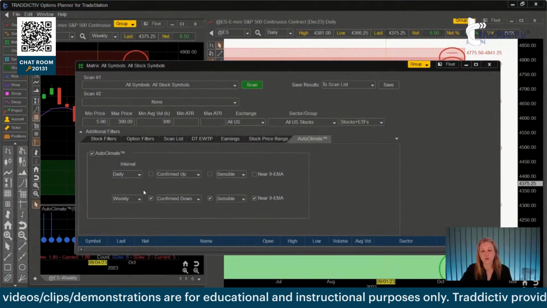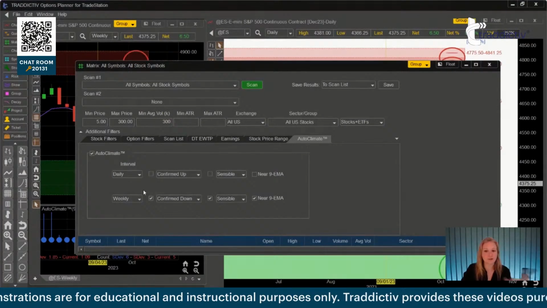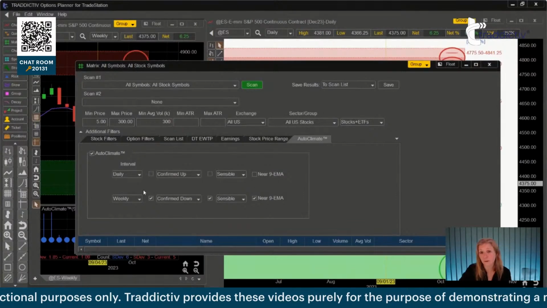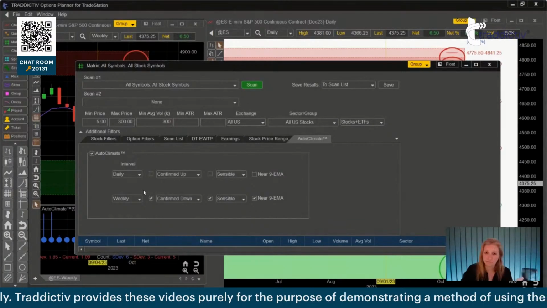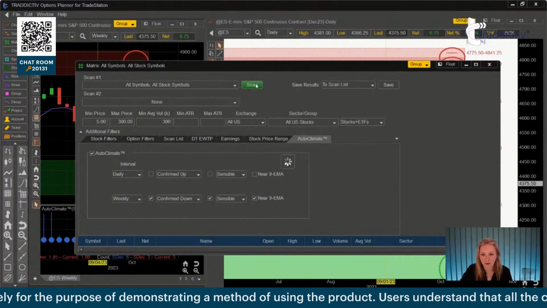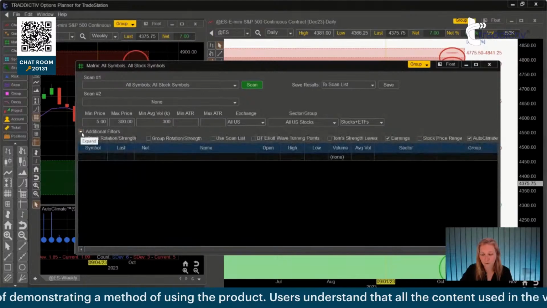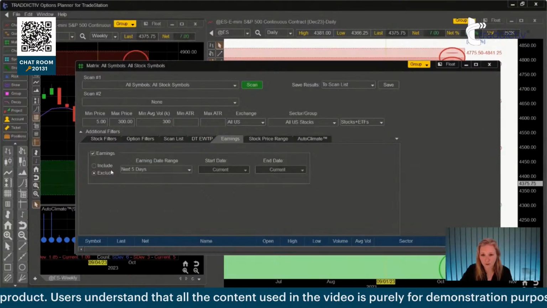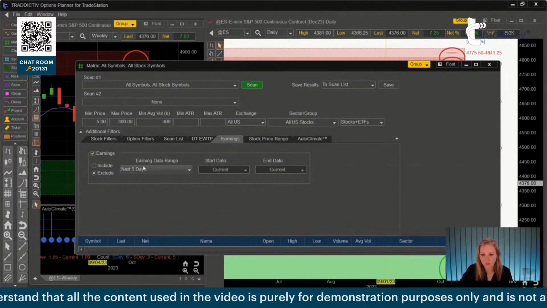So you're doing the same thing, the exact same process. All that changes is the interval. I just prefer to look at bigger timeframes myself. So I'm just following that because that's what I do. So confirmed down, sensible, near the 9 EMA. That's what we're looking for. And we're going to exclude stocks that have earnings in the next 5 days.